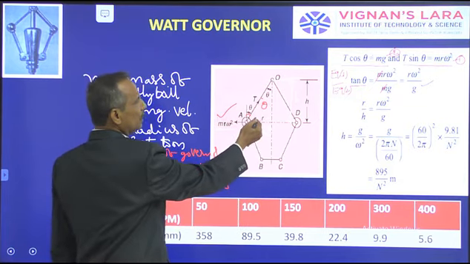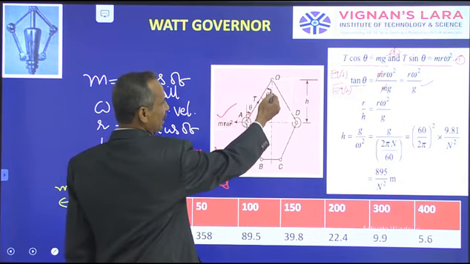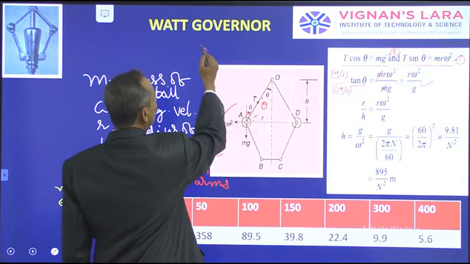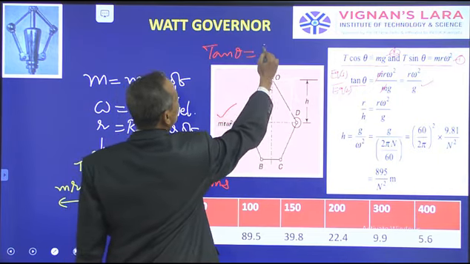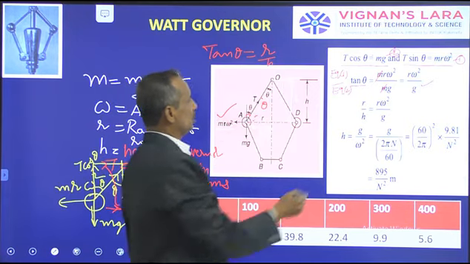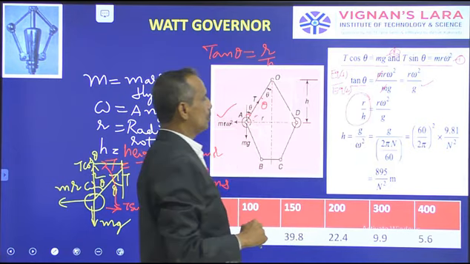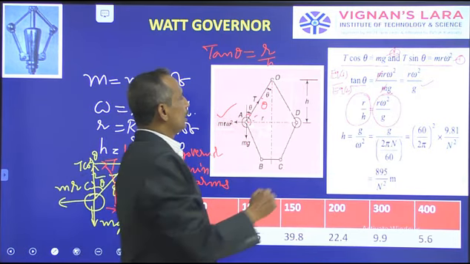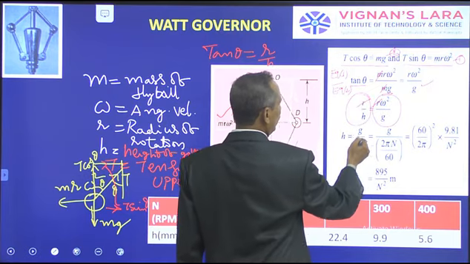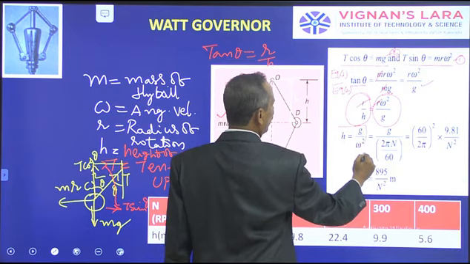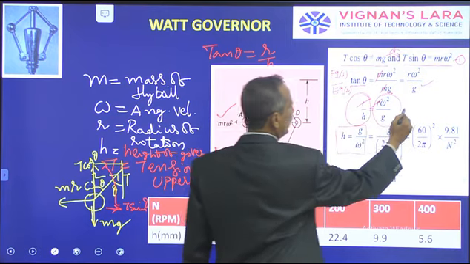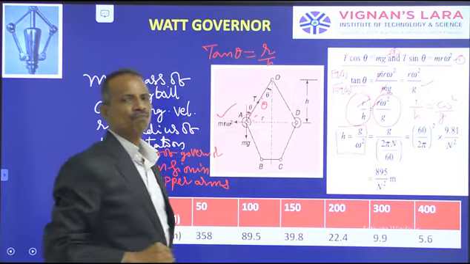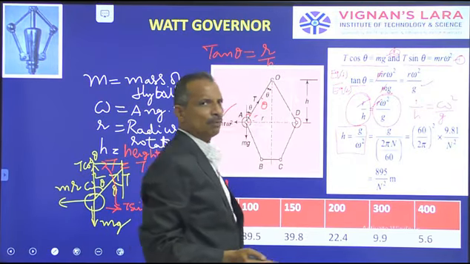Then look at this diagram. Tan theta can be written in another form. This is theta. Tan theta is opposite side by adjacent side, that is tan theta is equal to r by h. So on the left-hand side I have tan theta equal to r by h, and on the right-hand side I have r omega square by g. Cancel r, then you get 1 by h is equal to omega square by g. Then the reciprocal of it, h is equal to g by omega square.